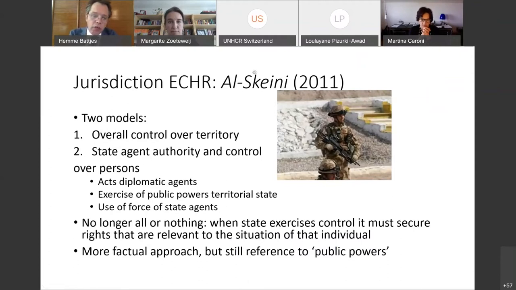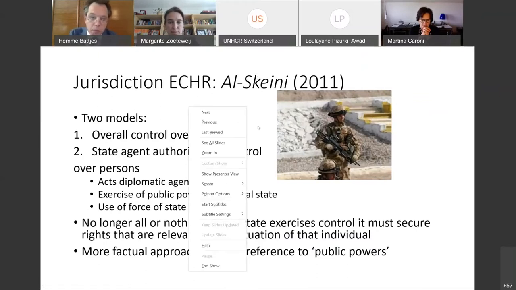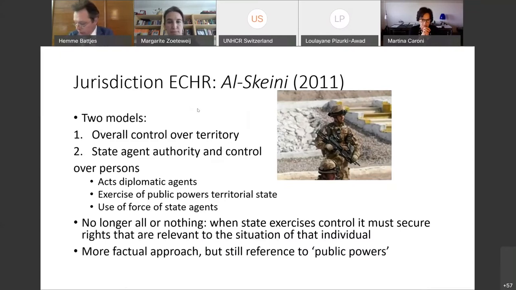And this case concerns British troops in Iraq in 2003, 2004, who killed a number of Iraqis and ill-treated some in detention. Here, of course, the UK argues that as it was extraterritorial, as there was no complete control over the area, over Basra, it was no exercise of jurisdiction. And what the court did in Al-Skeini was repeating that the normal meaning of jurisdiction is territorial, and that extraterritorial exercise requires special justification. And it repeated and somewhat refined the two models which it already presented in Bankovic.